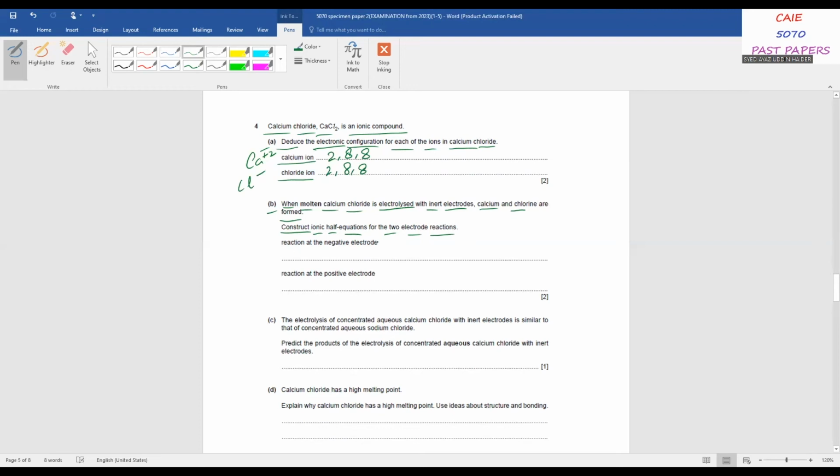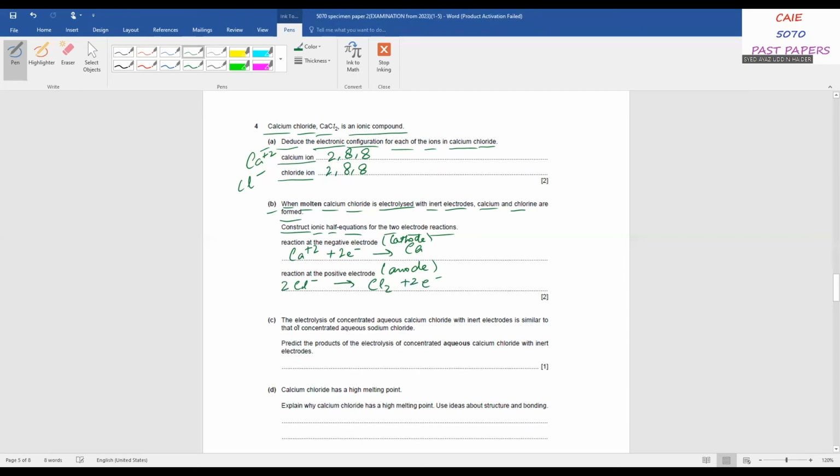Cathode, negative electrode, cathode. So Ca²⁺ ion will take up 2 electrons to form Ca. What about the positive electrode? That is the anode. That's the cathode. Cl⁻ negative ions move towards the anode and will lose electrons to form Cl₂ gas. Balance the equation, you will get this.